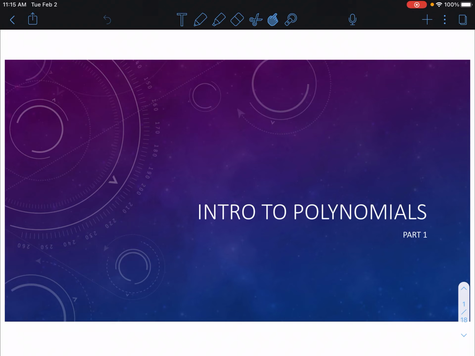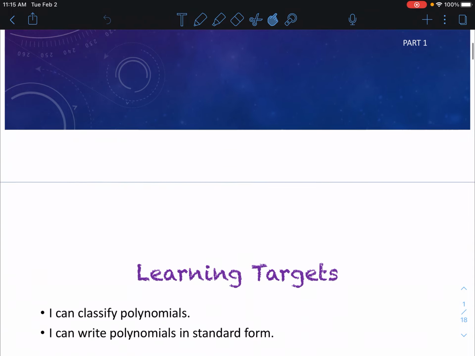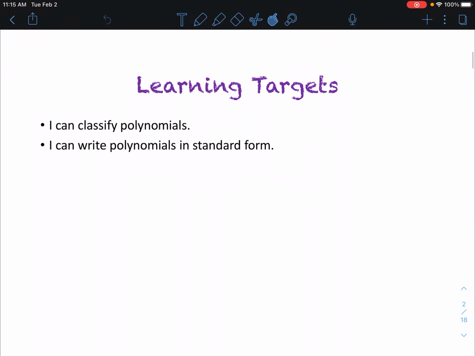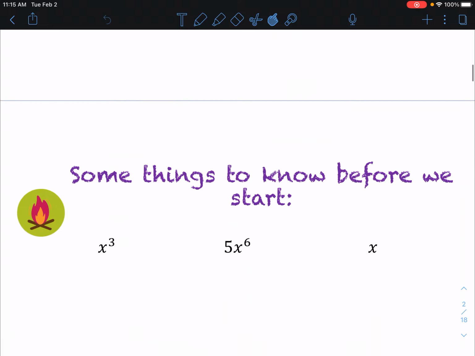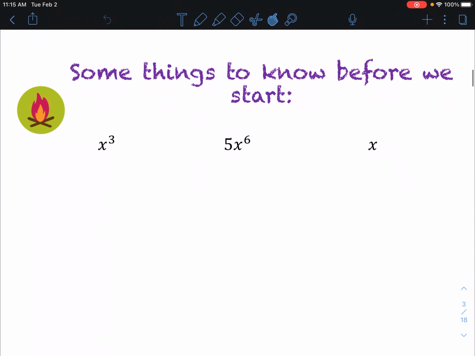Okay, so we are going to start a unit on polynomials, and this is something that you've probably never heard of before, so you'll see lots of new terms in today's lesson. Our learning targets are to be able to classify polynomials and write them in standard form. Okay, some things to know before we start.